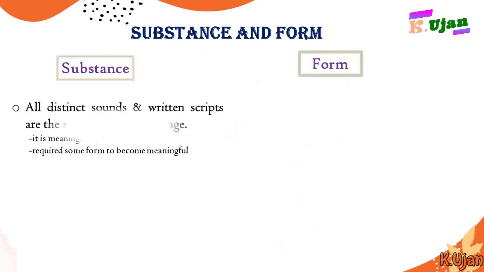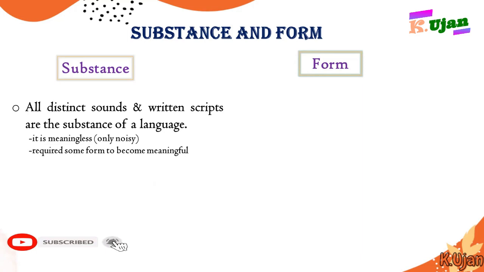Here is something more about substance and form. Substance: all distinct sounds and written scripts are the substance of a language. It is meaningless, only noise, and requires some form to become meaningful. So all distinct sounds and written scripts are the substance of a language. So whatever sounds or written scripts there are, for example ABCD, they are apparently just noise. It means to say they have no meaning at all. So these are actually called substance in language.